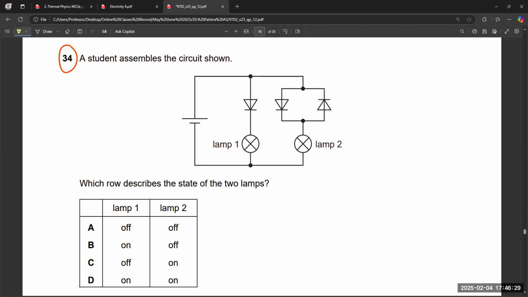Question number 34. A student assembles the circuit shown. Which law describes the state of the two lamps? So basically, diodes are connected in the circuit. So we need to identify which lamp will turn on and which lamp will turn off according to the setup, because a diode only allows the current to flow in one direction.